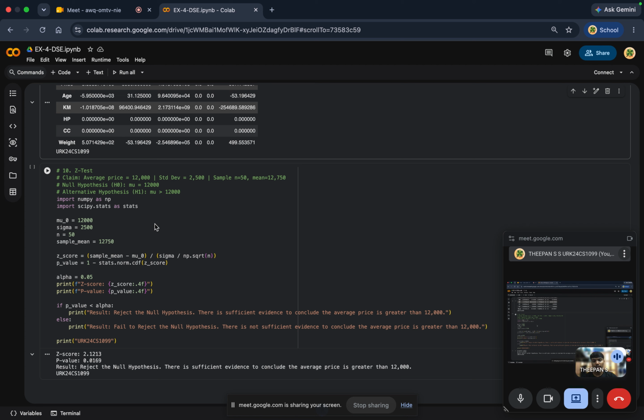A simple calculation, I will do my own calculation: z is equal to 12,750 minus 12,000, divided by 2,500 divided by root 50, and the p-value is equal to 1 minus phi of 2.1213, which is 0.0169. Explanation: since the p-value of 0.0169 is less than our significance level, alpha equal to 0.05, we reject the null hypothesis H0. There is statistically significant evidence to conclude the mean price is greater than 12,000. Yes, thank you.